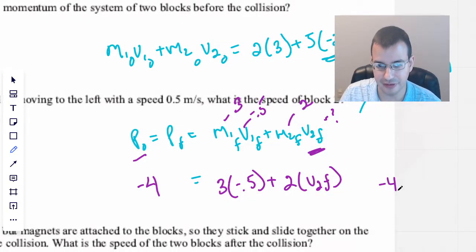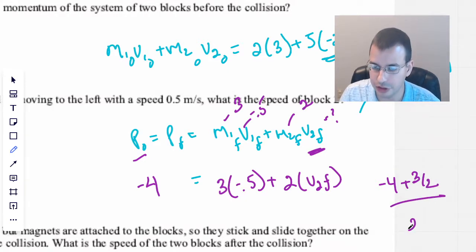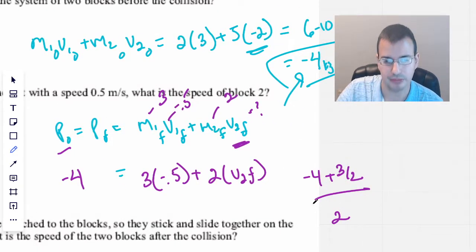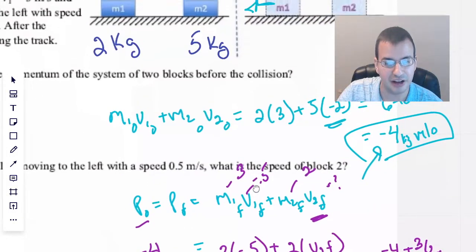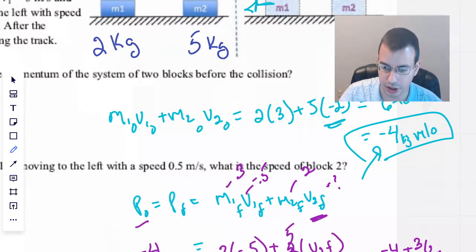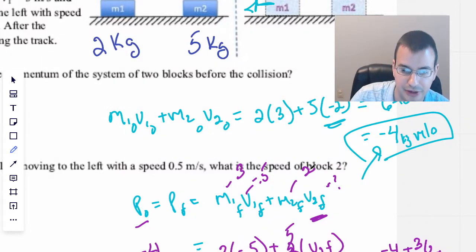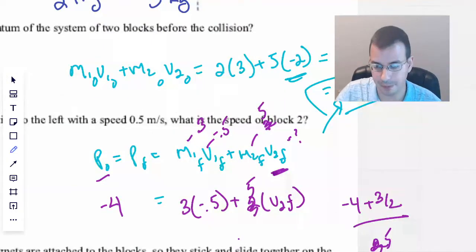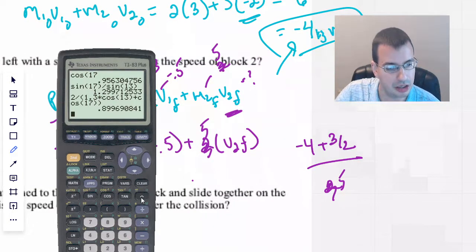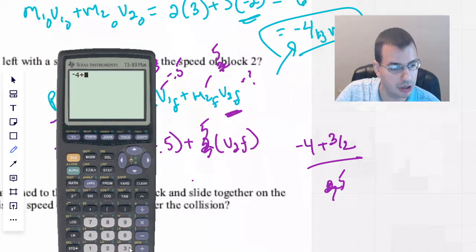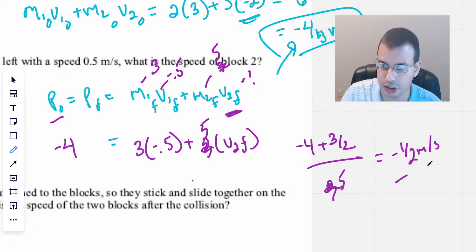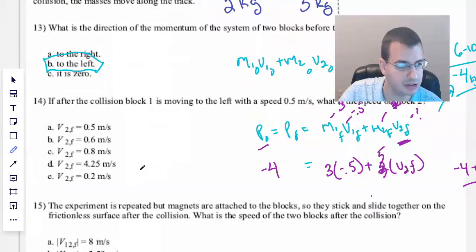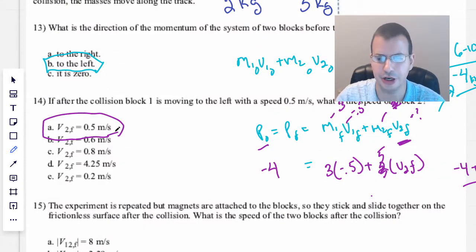This will be negative 4 plus 3 halves over 2. Yep, that seems reasonable. Wait a second, no, that's 5. Sorry, I got the mass wrong of my second block. So this should actually be 5. Block 2 is actually the big one. Okay, so we have negative 4 plus 1.5, divided by 5, equals negative 1/2 meters per second. And is it a possible answer? It is. Sorry, just a sec. Let me look at this real quick.